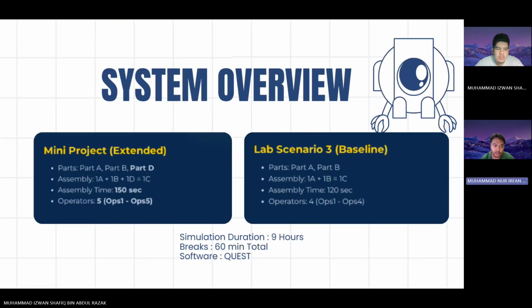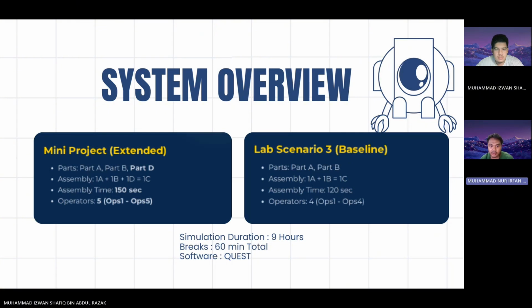System overview. We have two scenarios. One is the mini project, which is the extension of lab scenario 3, the baseline. For the mini project, we have part A, part B, and part D. For the assembly, one A part combined with one B part and one D part equals one C part. The assembly time is about 150 seconds, and we have 5 operators, operator 1 to operator 5.